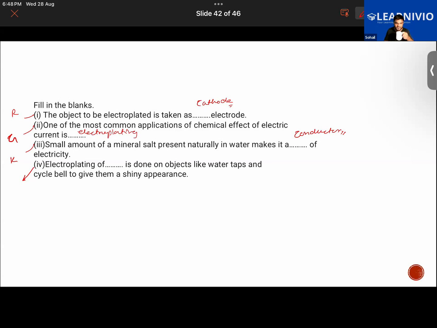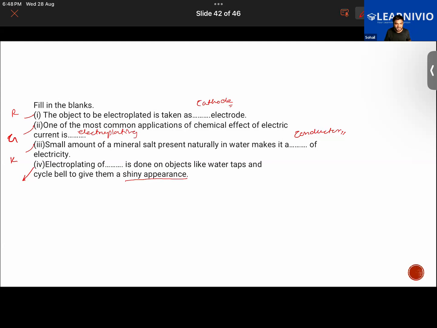Gauri, you answer the last one. Okay, let's assign it to Gauri. Sir, iron. Why will you be electroplating iron on a tap or a cycle bell? Will iron be giving you a shiny appearance? No. In fact, it will corrode. It will catch rust. No.